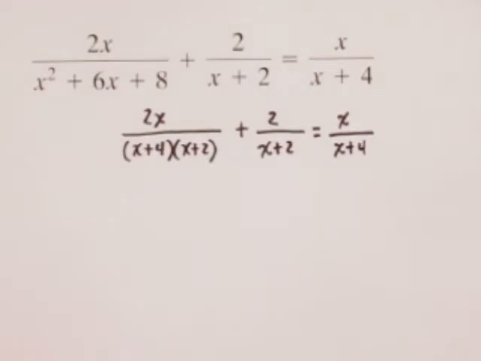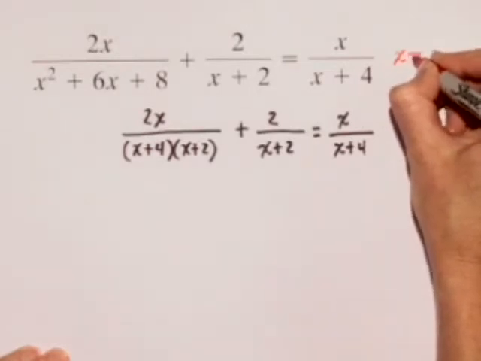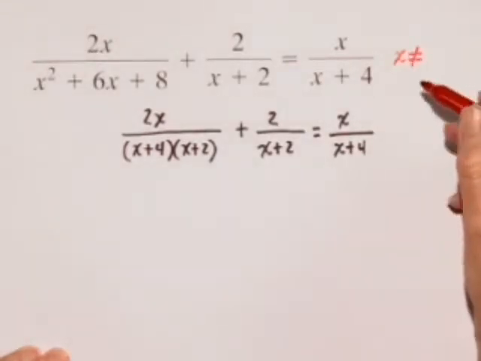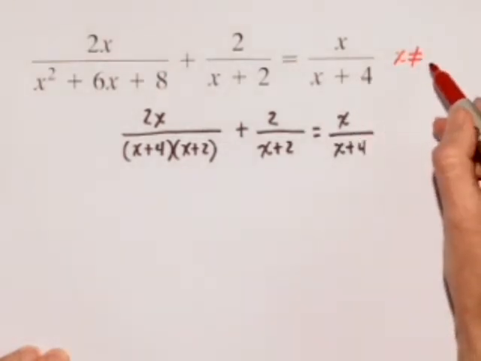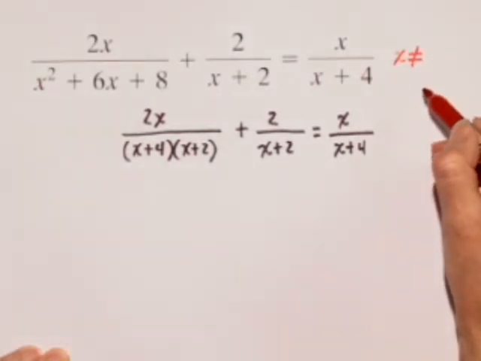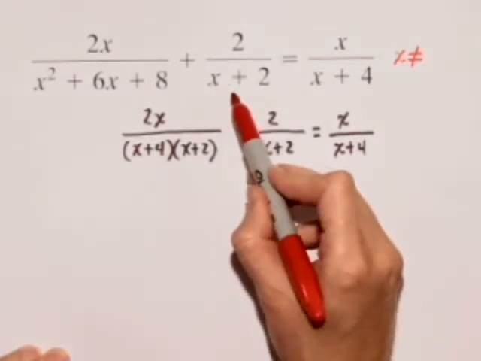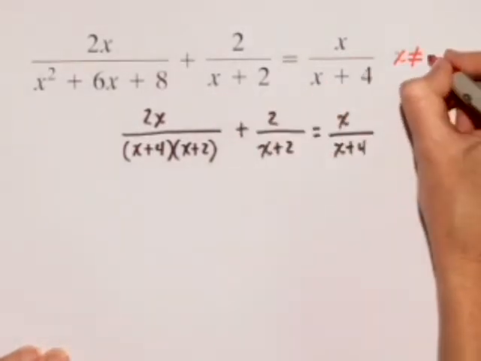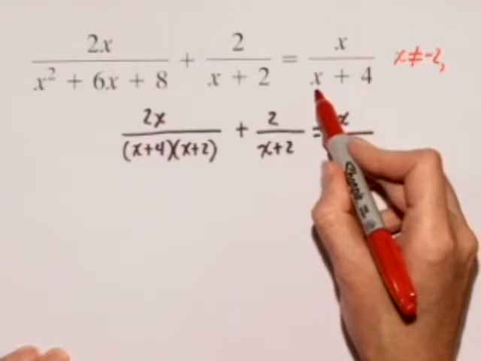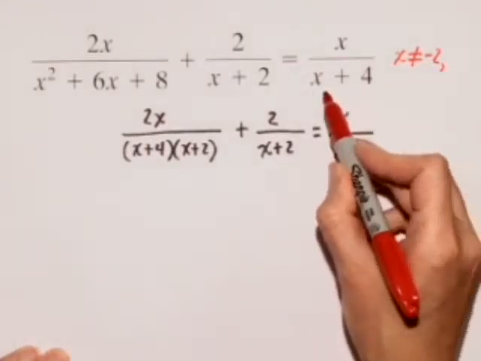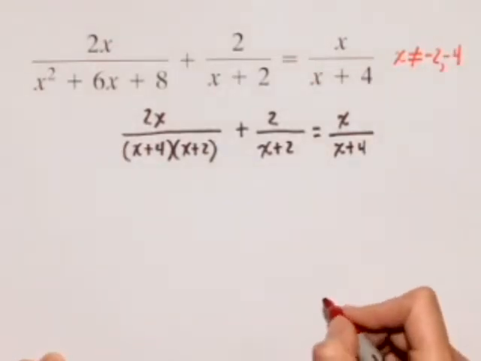But before we multiply through by that, let's stop for just a minute and take note of our restricted values. Remember, anytime we have a rational equation, with expressions in the denominator containing x, we want to exclude any values that could make the denominator 0. Now notice, if I substituted in negative 2 for x, it would make this denominator right here 0. So we want to make sure that x cannot equal negative 2. Also, if we substitute in negative 4 for x, it would make this denominator 0. Therefore, x cannot equal negative 4. So those are the two restricted values.